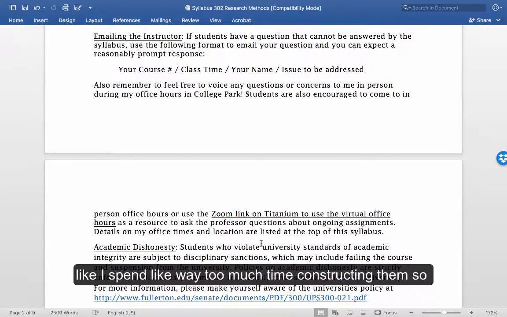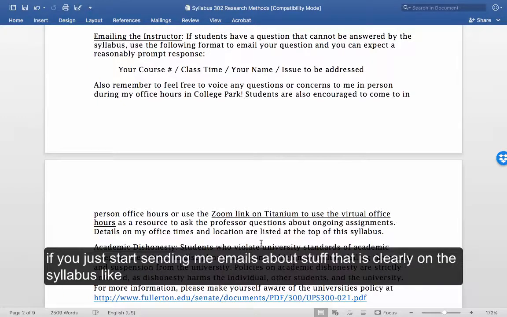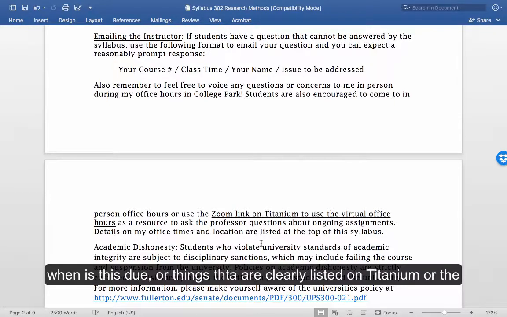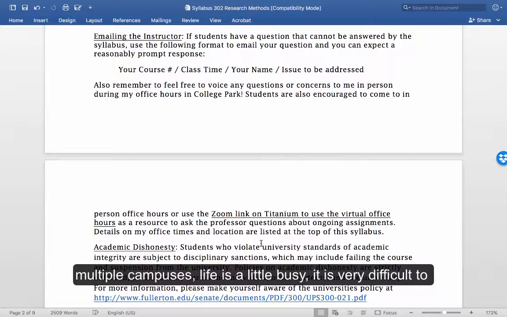So I spend way too much time constructing them. It would be really cool if you could just look at that first, right? If you just start sending me emails about stuff that's clearly on the syllabus, like when is this due, or things that are clearly listed on Titanium or the syllabus, I might not respond because again, multiple classes, multiple campuses, life's a little busy.